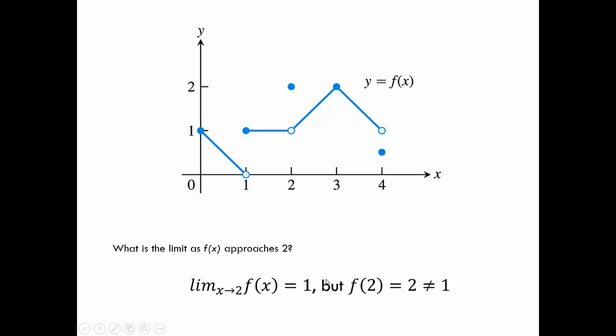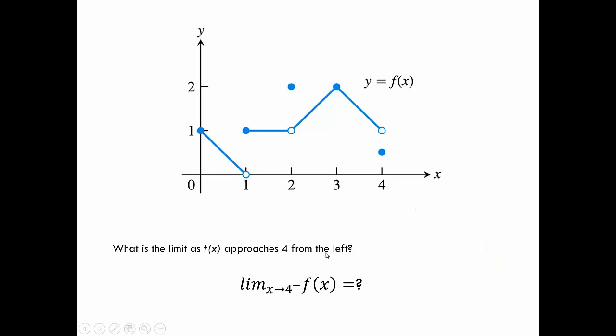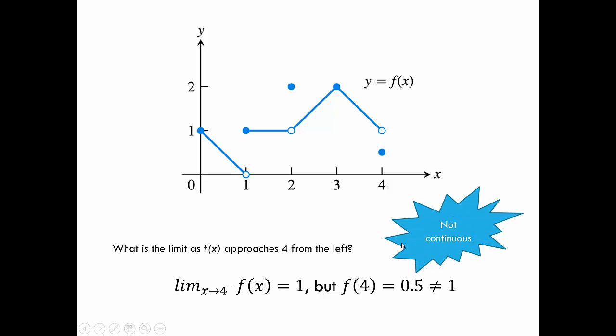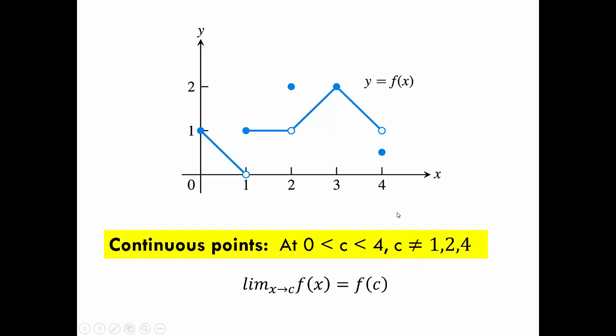As you can see, remember I said the limit couldn't care less about the value of the function. The only time we care if the limit and the value of the function are the same is when we're talking about continuity, and thus this certainly would not be continuous. If we're approaching 4 from the left, remember that little minus sign, so here we're coming from the left, I can see the limit is getting really close to 1, but f of 4 is actually halfway here, 0.5, so certainly this would not be continuous.